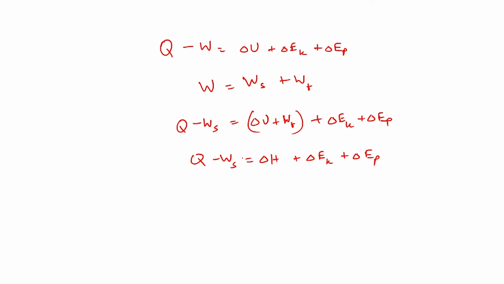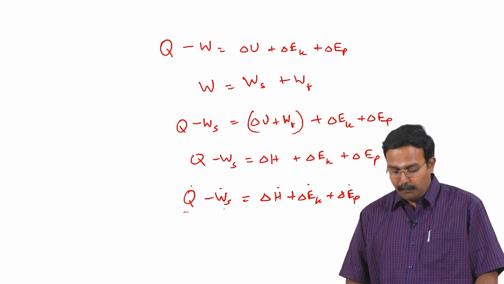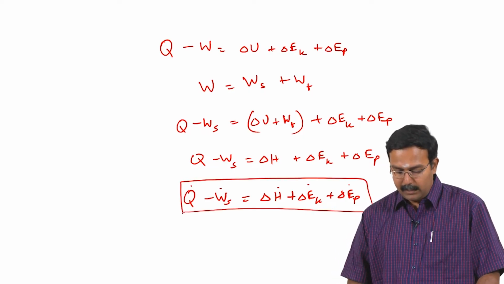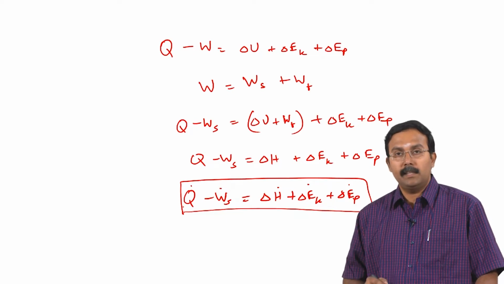In an open system, because there are flow rates and rates are used instead of masses or moles, we would write these as Q dot minus Ws dot equals delta H dot plus delta Ek dot plus delta Ep dot. For an open system we have been using this equation as the general energy balance equation. For this reason we always calculate specific enthalpy and then the total change in enthalpy.